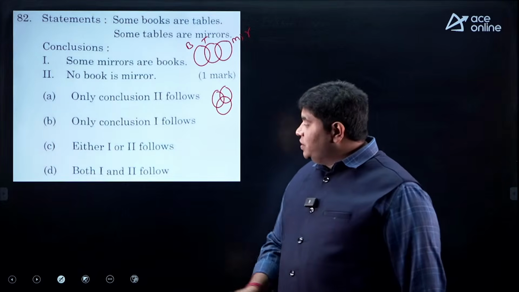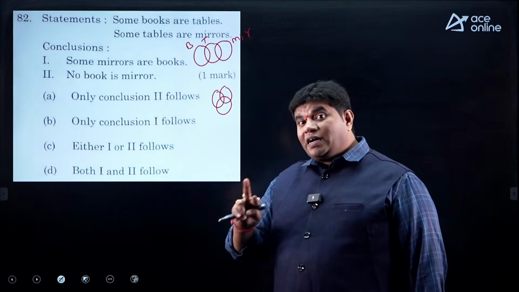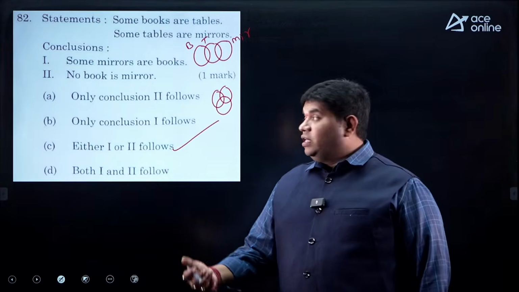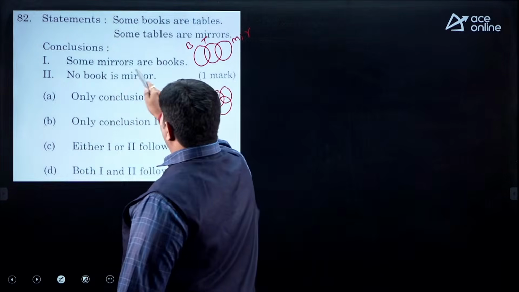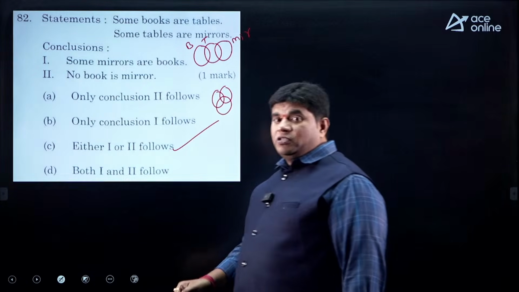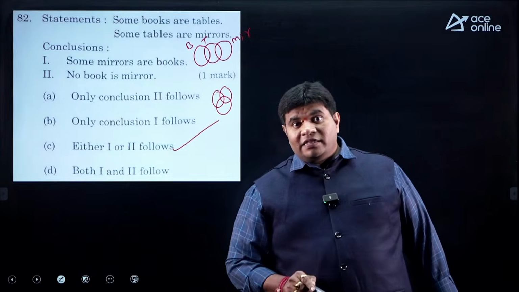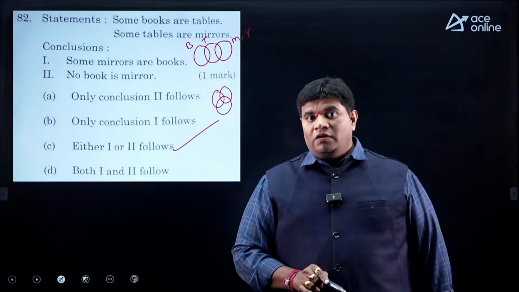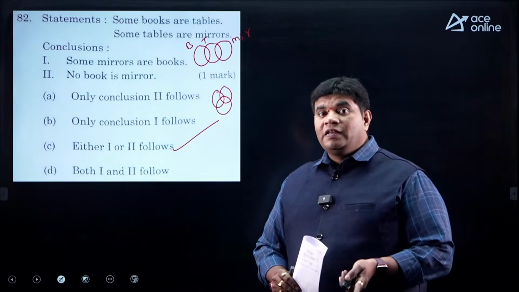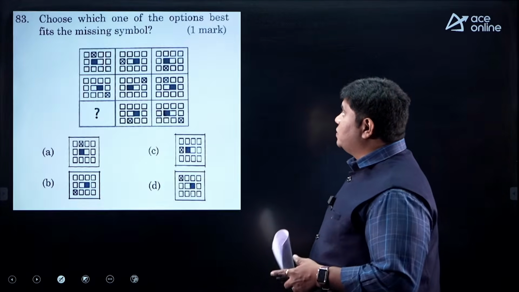But according to the options, neither-nor is not available. When a contradiction is there, then the option goes to either-or, 1 or 2 relation. So what is the conclusion? Some mirrors are books, or no book is a mirror. Out of the one, guarantee possible. That's why either-or. In case neither-nor is there, priority is neither-nor, but neither-nor is not available. That's why C is the right answer. One contradiction is there, then option C, the either-or, is the right answer.